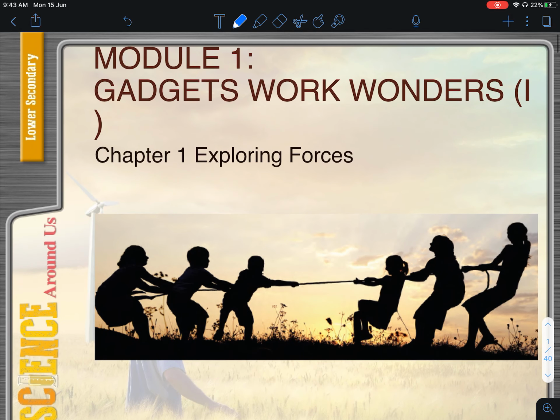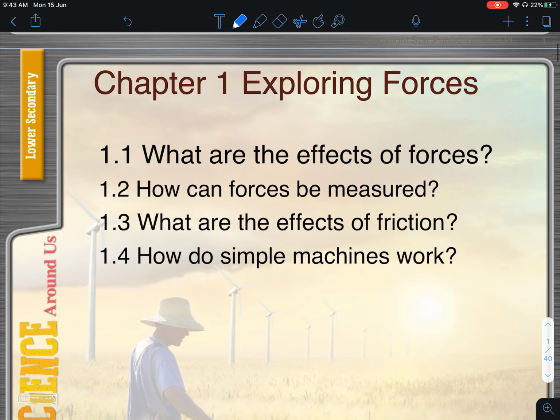Hi everybody, today we'll be talking about chapter 1 on exploring forces and how it actually plays a role in our daily lives. So for this particular chapter, we'll be covering four main objectives. The first one is what are the effects of forces. Number two, how can forces be measured using instruments like your spring balance or your balance or electronic balance.